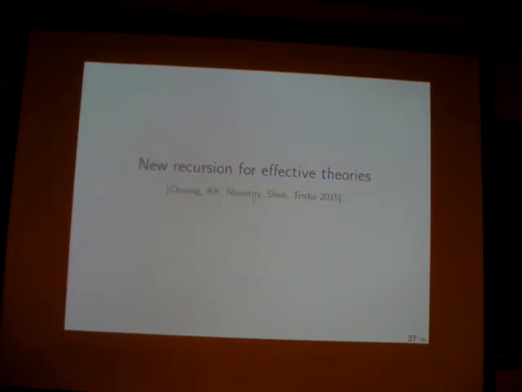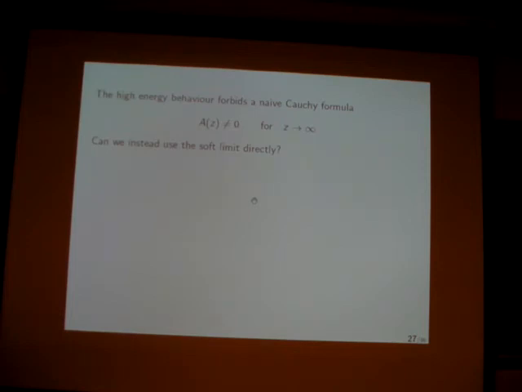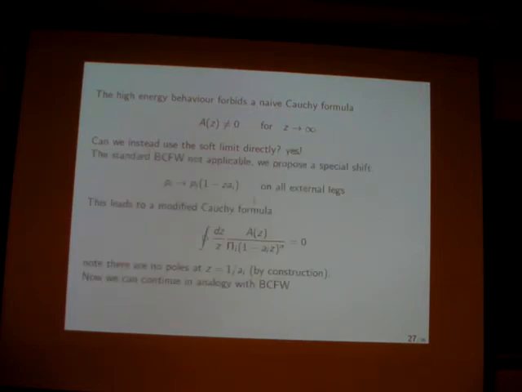Okay, so I promise there is a new tool we can use for this, and instead of BCFW, some BCFW-like formula, and the important point is, as we said, connected with the fact that at infinity it's not zero. But now we know there is a soft limit which somehow, in some cases, completely fixes the theory. And of course, we can ask, can't we use the soft limit somehow to help us with the behavior at infinity?